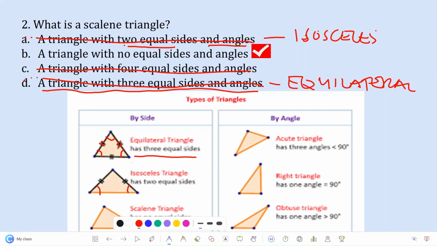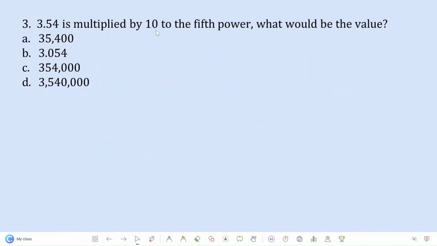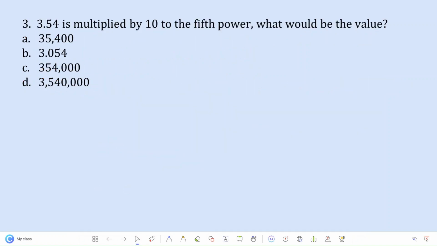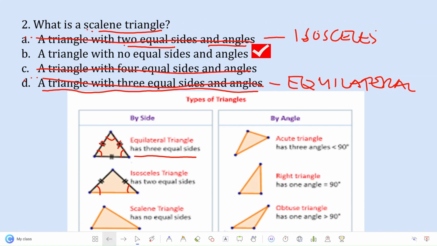So, isa na lang ang tira nating choice, which is letter B, a triangle with no equal sides and angles. And truly, tumugma ito sa definition ng scalene triangle. Ang hinahanap natin ay scalene triangle. Ang definition ng scalene triangle is it has no equal sides at wala rin siyang equal angle. Okay? Kaya ang tamang sagot sa question na ito ay letter B.